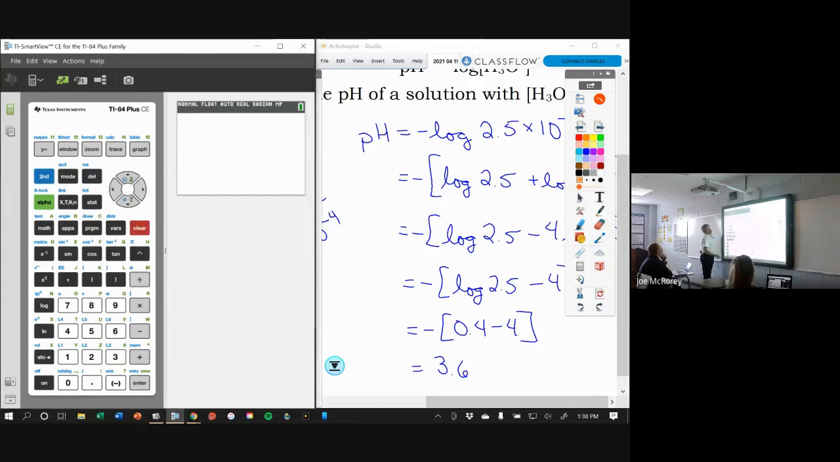To solve this problem, all you have to do is type negative log 2.5. How do you do times 10 to the what? Parentheses? Oh, no. Double E. So it's this comma button here, the double E, so second, comma. What's my exponent? Negative 4.